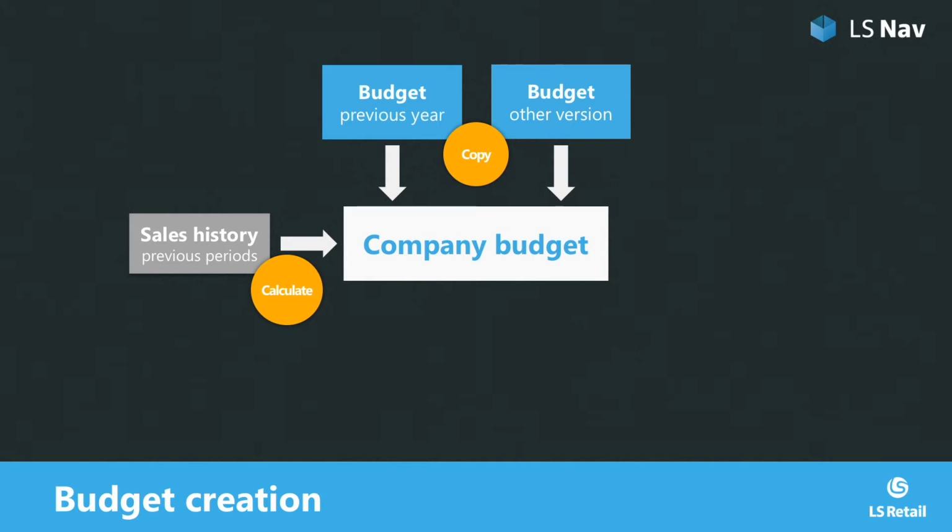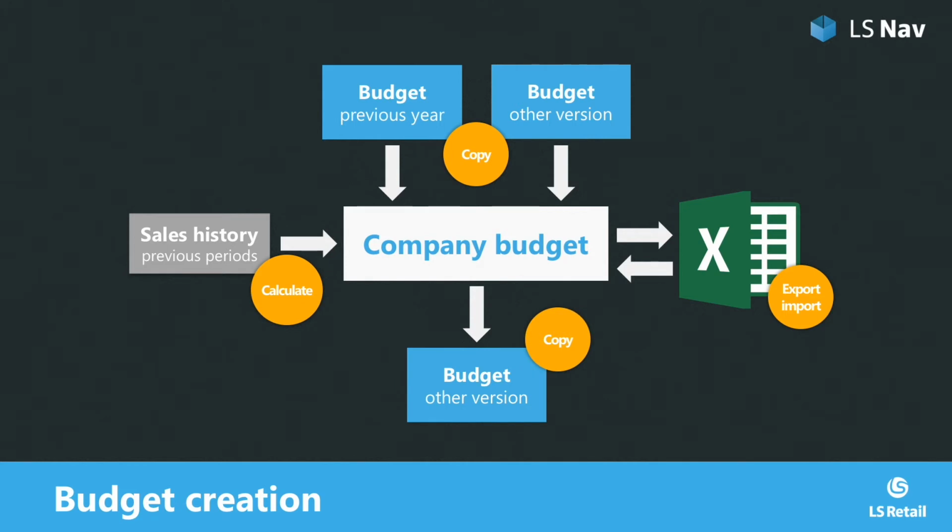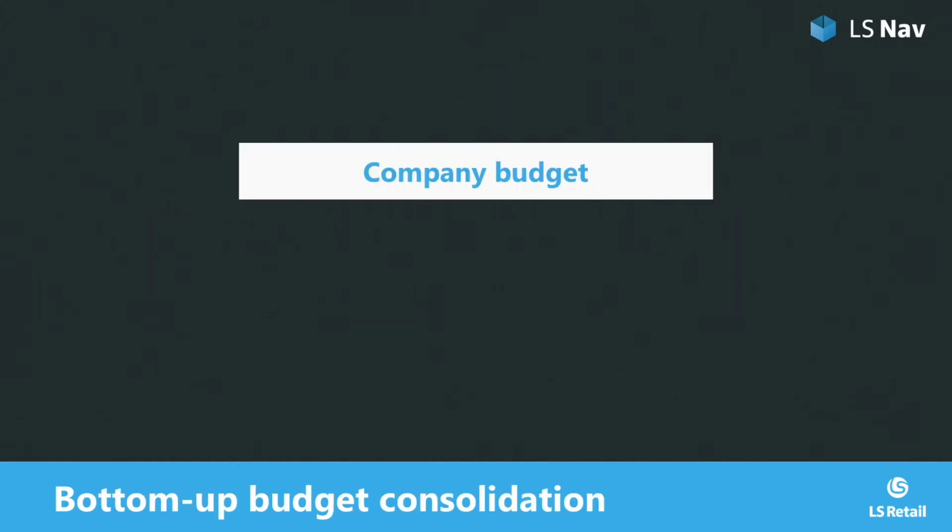When you have created your budget, you can use the powerful Excel integration to export your data, rework it in Excel, and finally re-import to LS/NAV. Multiple versions of your budget, like a best case or a worst case scenario, can be easily created by using the copy budget functionality. Creating and maintaining budgets in LS/NAV is an easy and simple task.